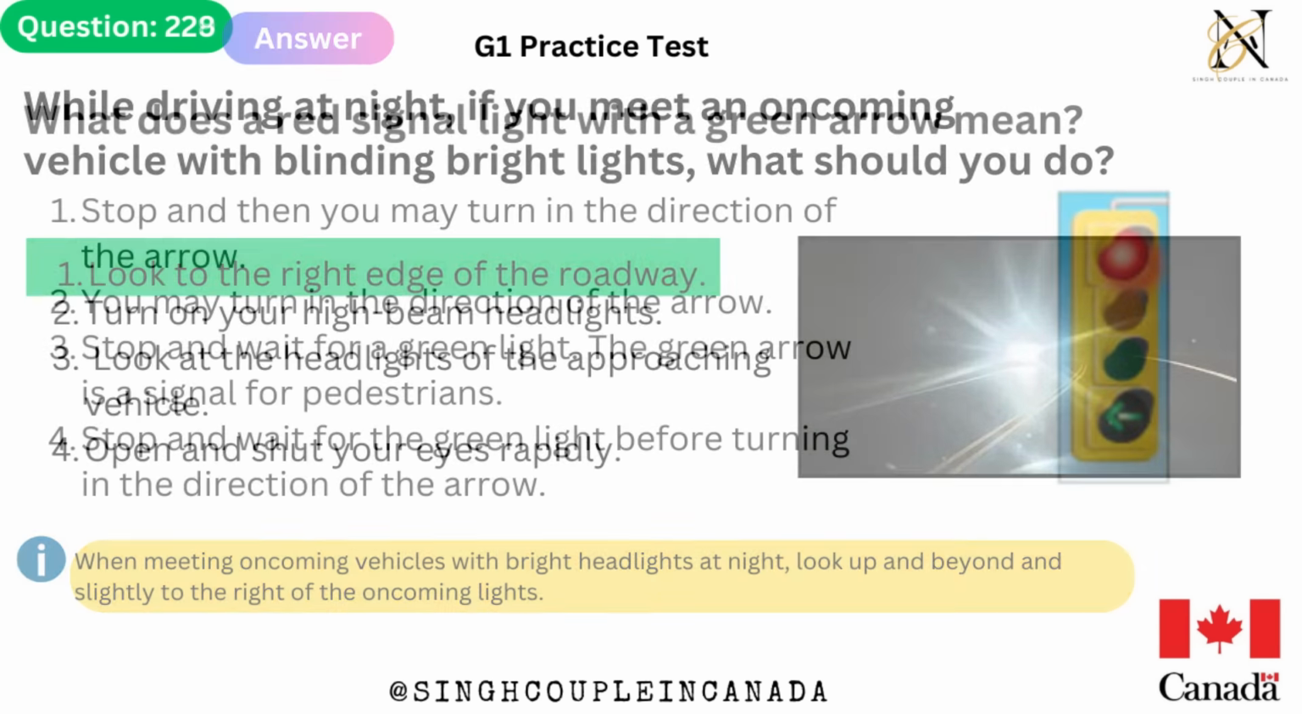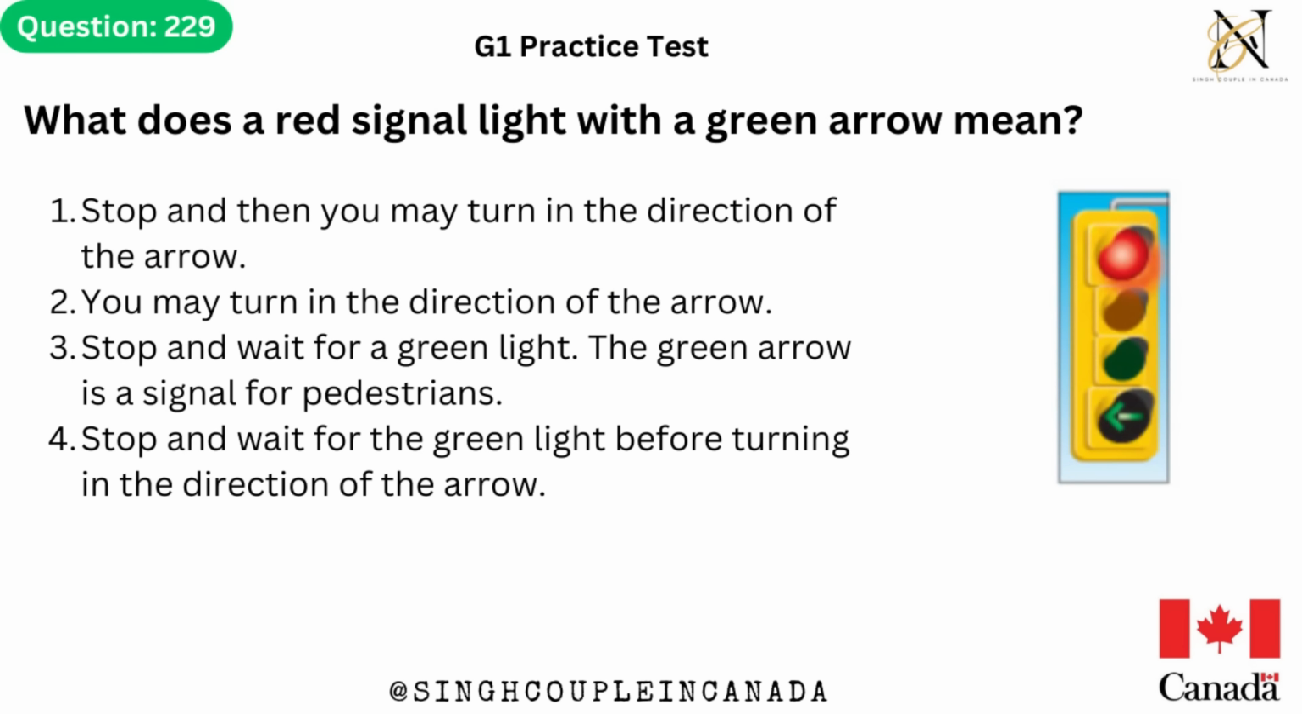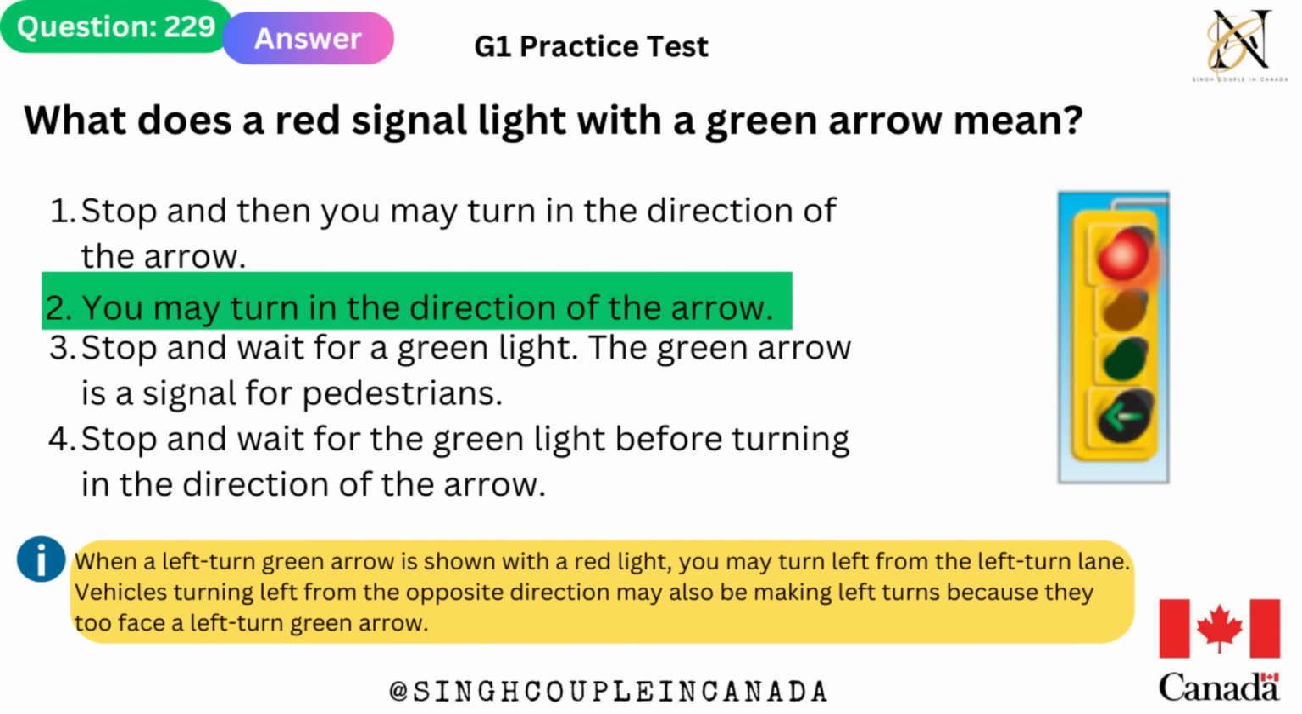What does a red signal light with a green arrow mean? 1. Stop and then you may turn in the direction of the arrow. 2. You may turn in the direction of the arrow. 3. Stop and wait for a green light. The green arrow is a signal for pedestrians. 4. Stop and wait for the green light before turning in the direction of the arrow. The answer is 2. You may turn in the direction of the arrow.